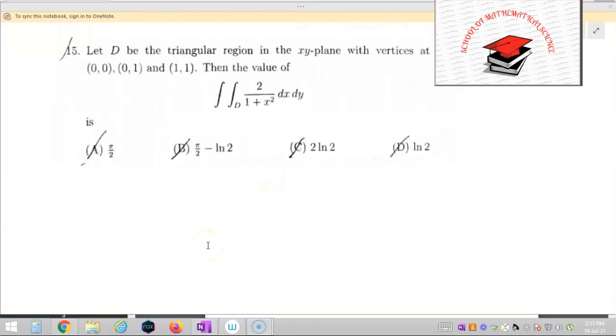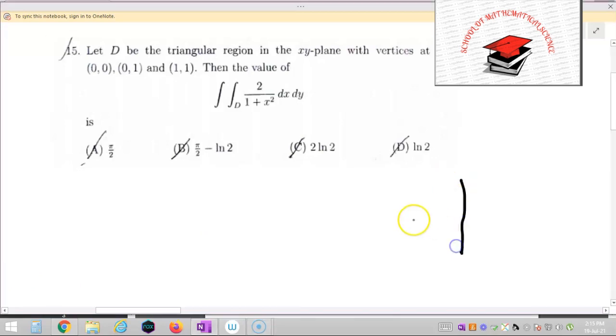Okay, let's solve the question number 15, where I need to find out the volume or area of this. So first of all, let me draw the axis. So let this be our axis. Okay, this point is (1, 0), that is (1, 1), and this is our (0, 0). So we need to integrate this on this triangular region.